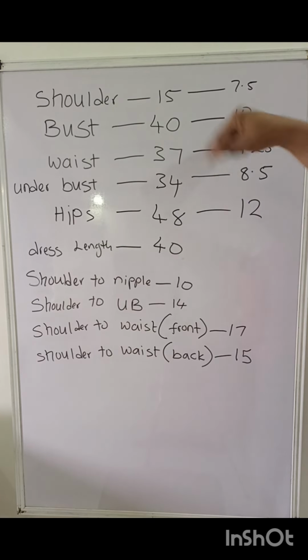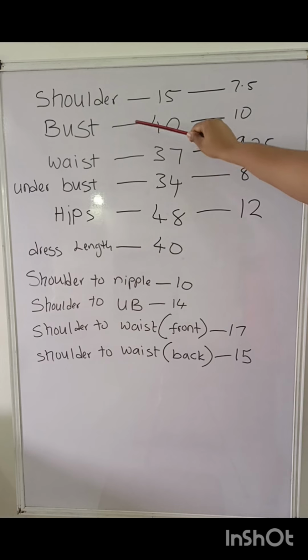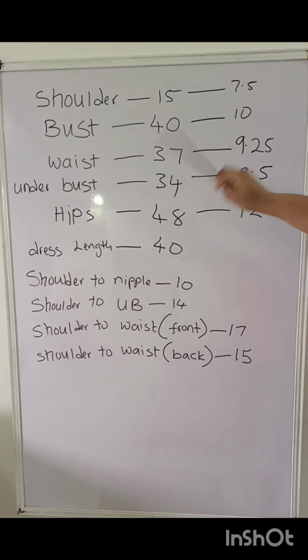Under bust circumference, waist, these are measurements round the body. So these measurements, the bust, the waist, the under bust, and the hip are always divided by 4. But the shoulder is divided by 2. So these are my measurements.